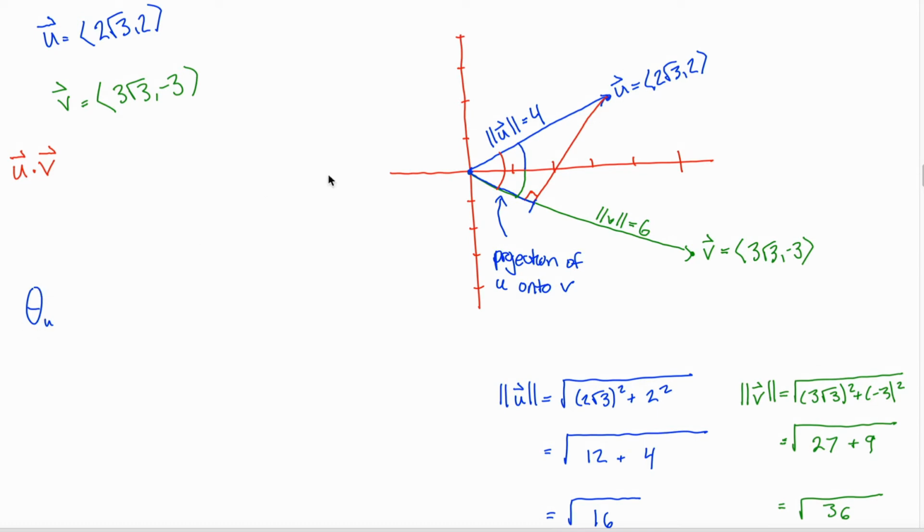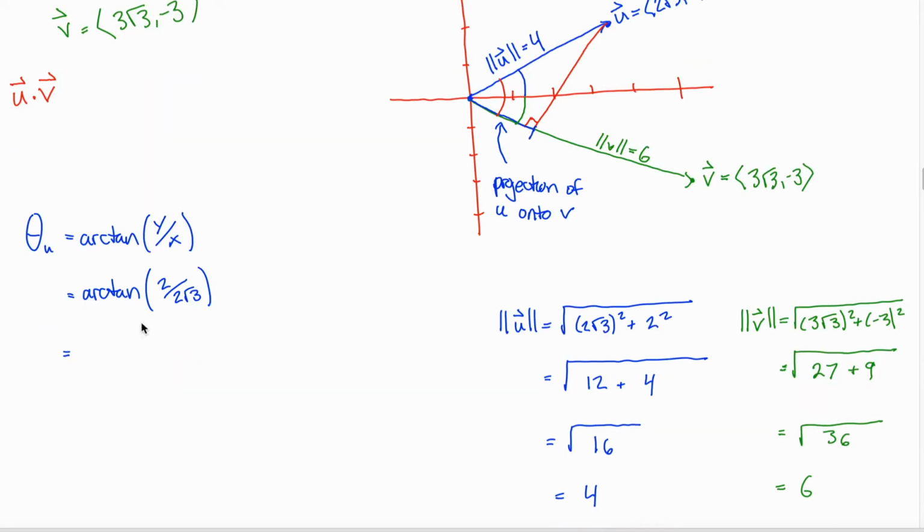If we wanted to know theta for this vector u, all we'd have to do is take the arctangent of the y component of this vector divided by the x component of this vector. In other words, the arctangent of 2 divided by 2 root 3. Well, I chose these numbers really carefully to make everything work out really nicely. 2 divided by 2 root 3 is just 1 divided by the square root of 3, which if we rationalize is the square root of 3 over 3. And you might remember from previously memorized values on your unit circle that the arctangent of the square root of 3 over 3 is just 30 degrees or pi over 6.